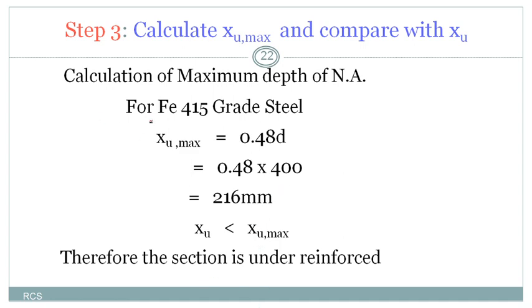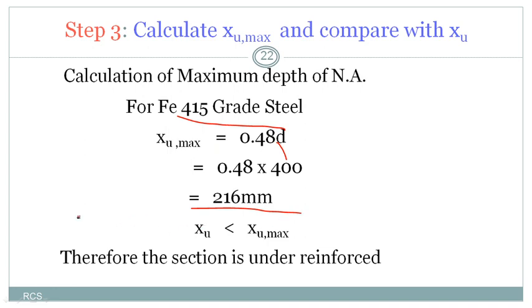So you know how to calculate Xu max. Xu max can be calculated by using the formula 0.48 D. This corresponds to the grade of steel Fe415, and it is given in IS 456:2000. If you calculate with this formula, substituting 0.48 into 400 as the D value, we get Xu max as 216 mm.